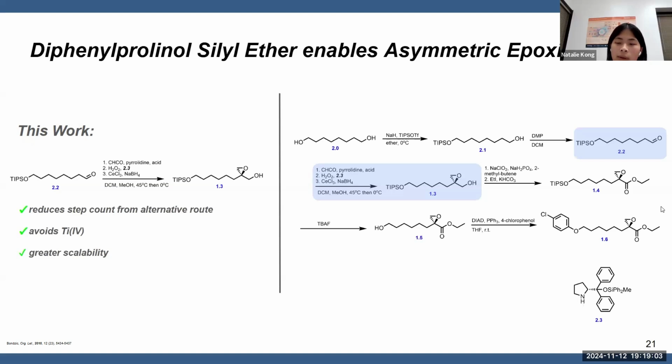Thus, we took it a step further by combining our aldol condensation with an asymmetric conjugate epoxidation using a prolinol catalyst on the bottom, 2.3, which would allow us to reduce the step count one step further from our previous alternative route, as well as avoid the titanium-4 that would be used in the epoxidation. And additionally, by not doing the reduction with sodium borohydride afterwards, we could then do a much more scalable oxidation, which would result in 1.4 at a more reasonable yield without the use of ruthenium-3 as well.